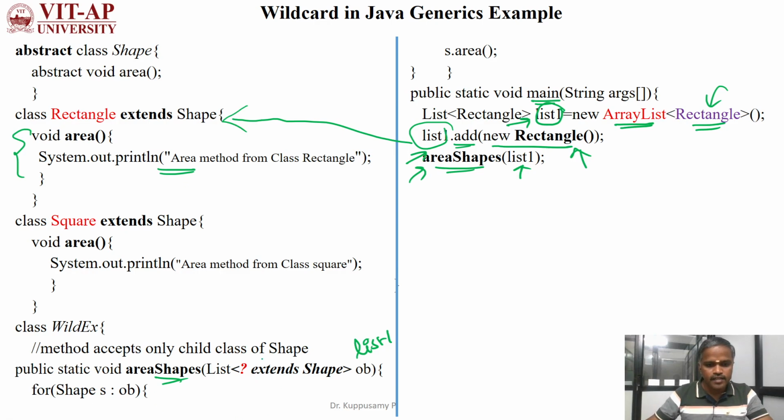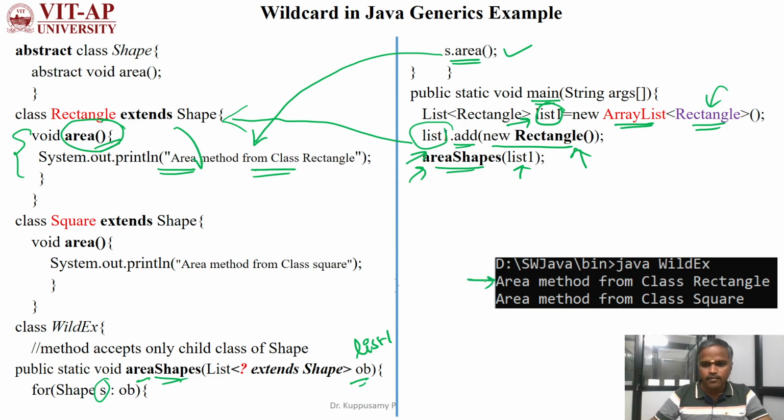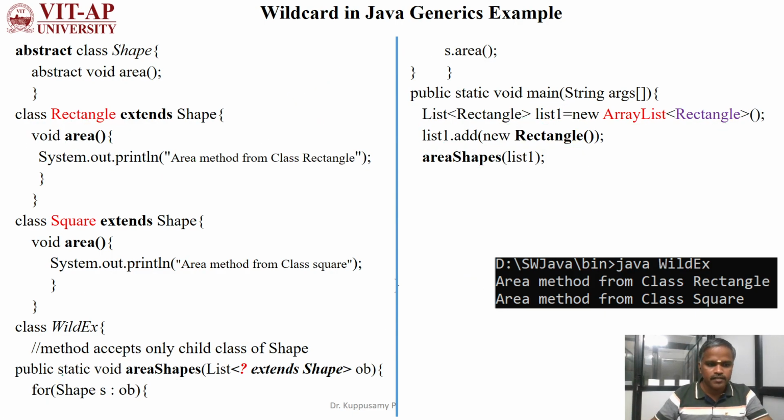So here the rectangle class has list one, and the content can be accessed using this object. The content is passed to the s, so using that s, the area available inside the rectangle is called here. Once it is called, this line is printed. Based on that, you see area method from class rectangle is printed. It is just printing. If you want to use any calculations, arithmetic calculations, relational operations, or any GUI methods, you can use any kind of code like that.